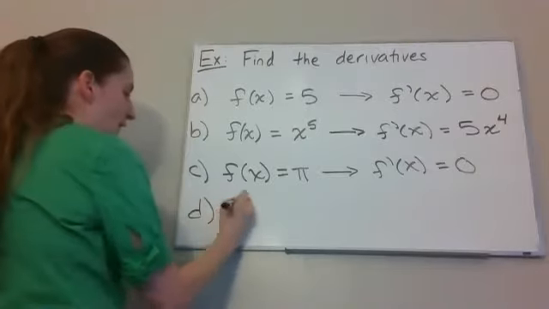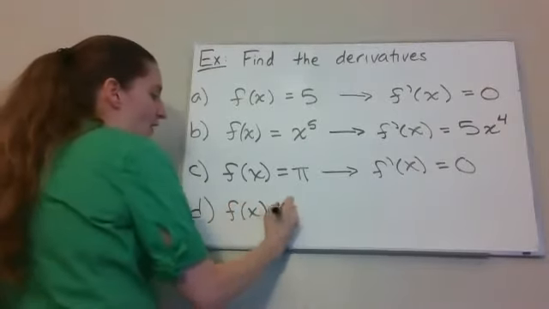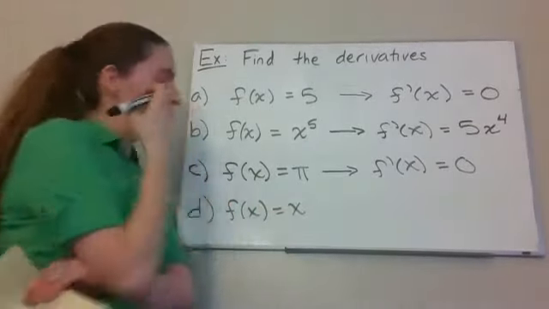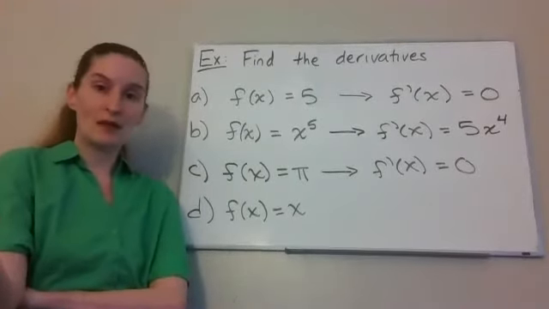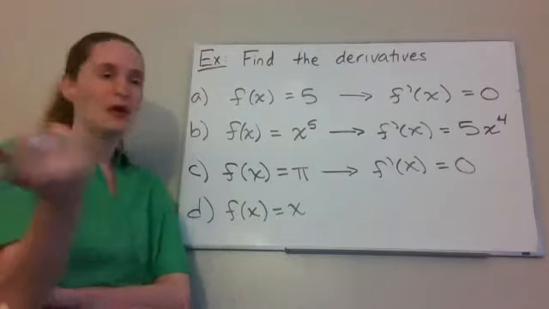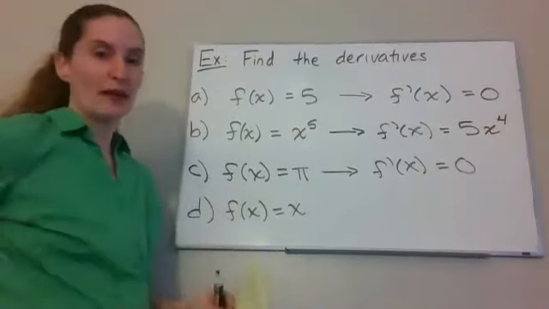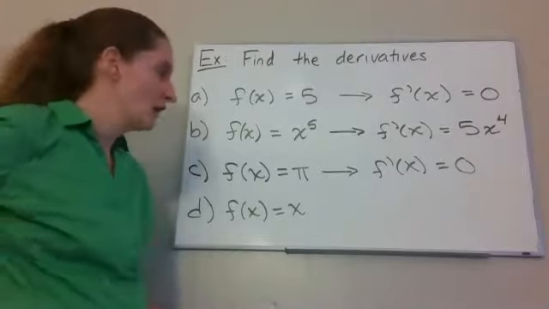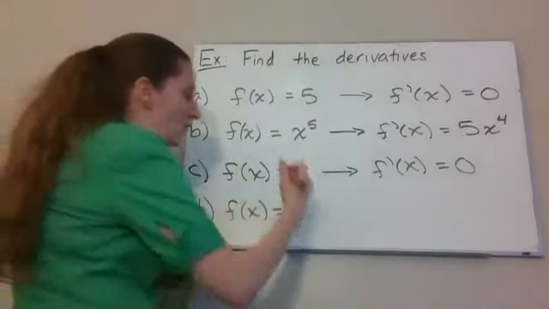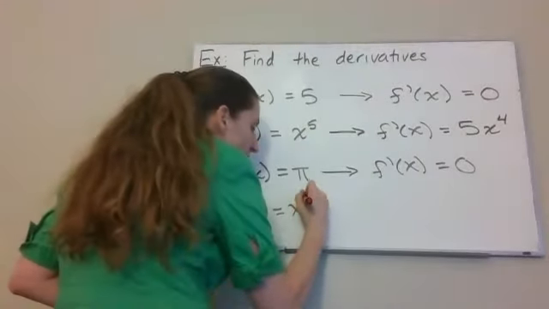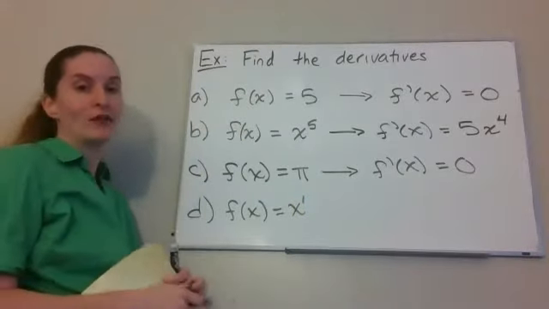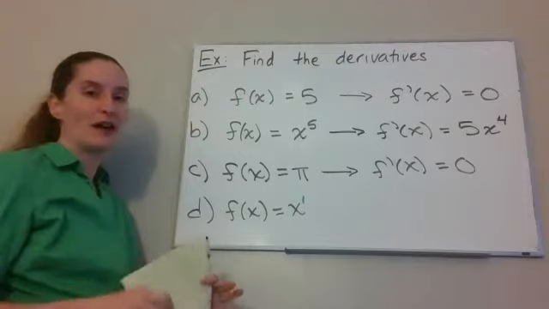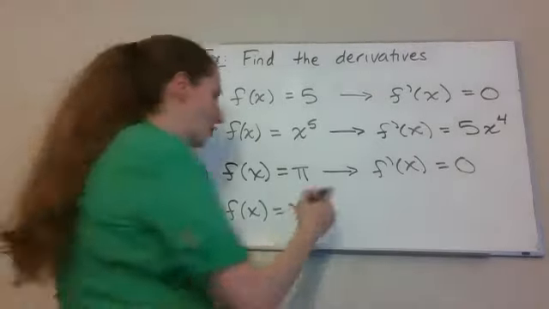How about this one? f of x equals x. Well, x is not a constant, so it's not the constant rule. We have to think about this one using the power rule. But it doesn't look like there's a power there, but there still is one. What is the power there? The power is going to be a 1. I'm just going to put that in green just to let us know what we're thinking of. f of x equals x is the same thing as f of x equals x to the 1st power.